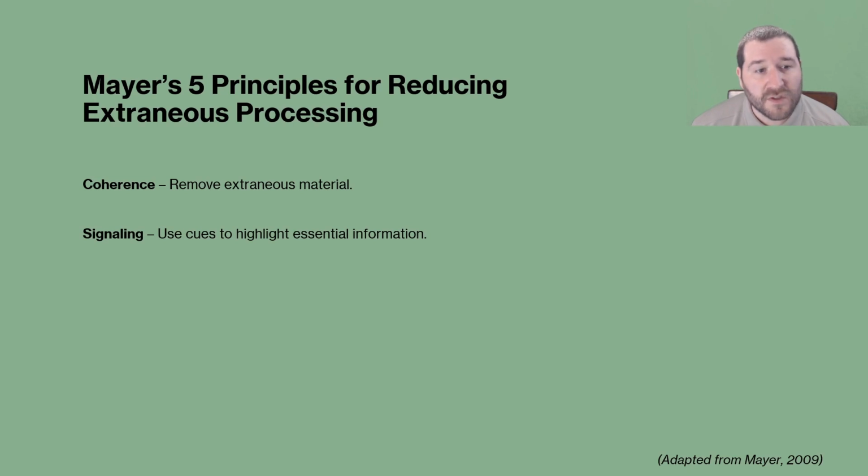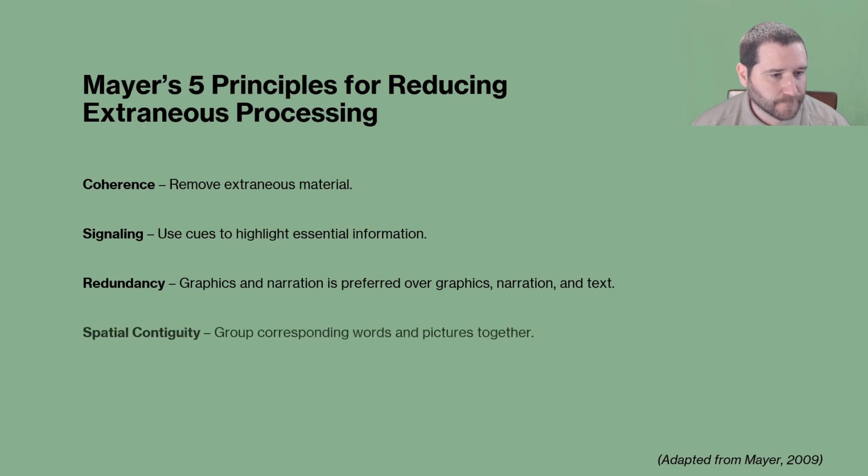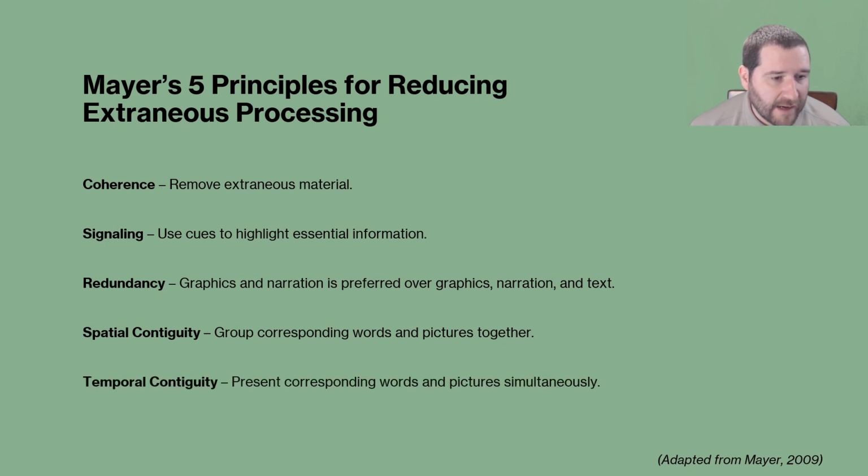For signaling, we want to use cues to highlight essential information. Redundancy, okay, we want to use graphics and narration over graphics, narration, and text, right? We want to cut out that redundant text when necessary. That's what the redundancy principle is all about. Spatial contiguity principle. Okay, we want to group corresponding words and pictures together. We don't want them separate if they're related. And then finally, the temporal contiguity principle, right? The time. We want to present corresponding words and pictures simultaneously.